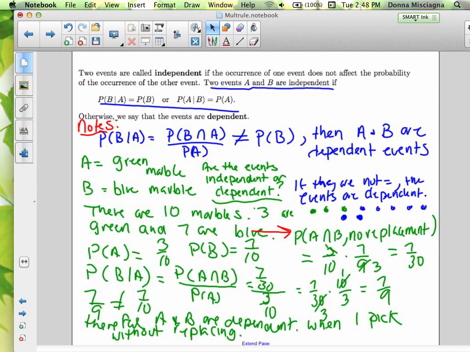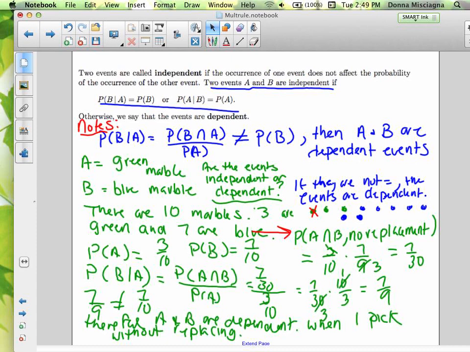This would be without replacement. So the probability of A is 3/10. There are 3 green marbles, and there are 10 marbles altogether. Once I take out a green marble, that marble's gone. Then there are only 9 marbles. There are still 7 blue marbles, but there are only 9 marbles altogether. So we have 3/10 times 7/9.